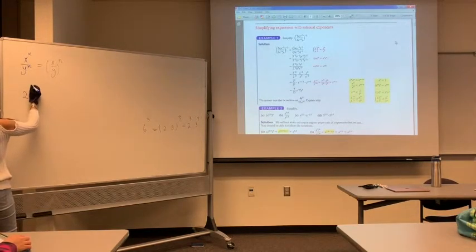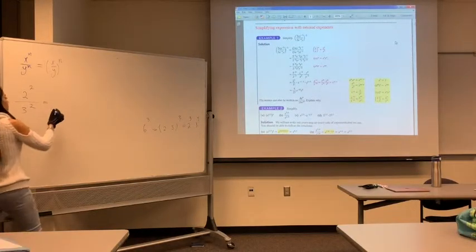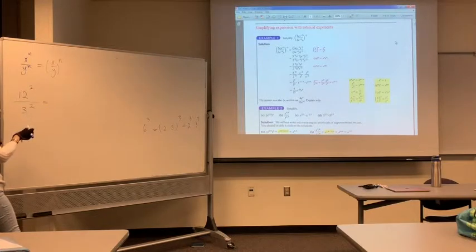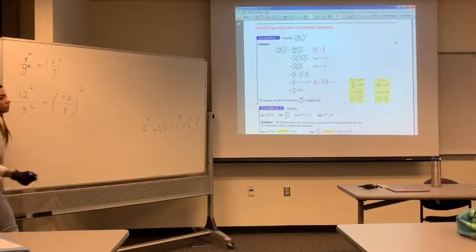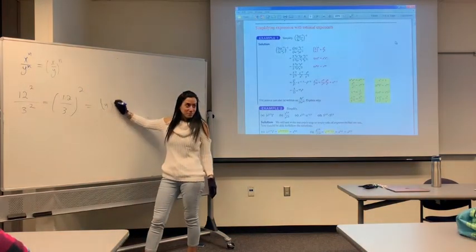We can say we have 2 power 2, 3 power 2. Bases are different, but powers are the same, correct? So you will write down, actually, you know what? Let's write down 12. And you will see how this kind of thing works. So we will write down 12 divided by 3 power 2, correct? Yes. So what is 12 divided by 3? 4. 4 to the second.